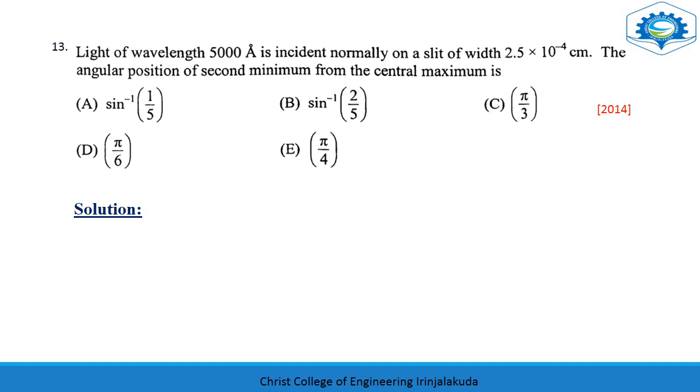Next question from the 2014 paper. Light of wavelength 5000 angstrom is incident normally on a slit of width 2.5 into 10 raised to minus 4 centimeter. The angular position of the second minimum from the central maximum is?